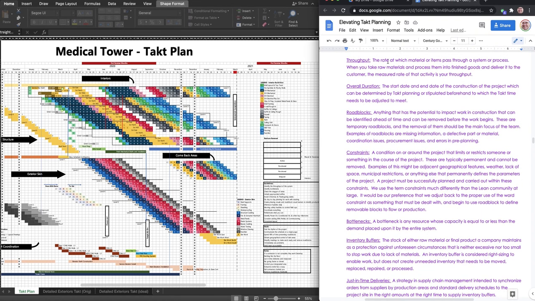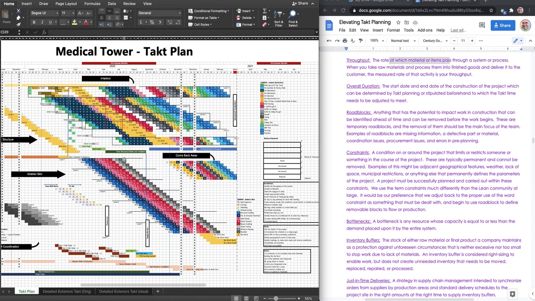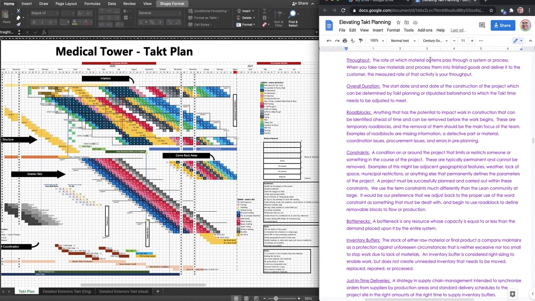Now, throughput is the rate at which the material passes through the system. So let's actually take the exterior here as an example. Starting on July 27th, we finish these Takt zones, these geographical areas on the exterior. We finish one zone every week. That means we can do a zone a week. That is the throughput. That is the rate at which we are able to produce this exterior. And so that's what the duration of throughput means. It's the rate at which material or items, or in this case Takt wagons, pass through the system.